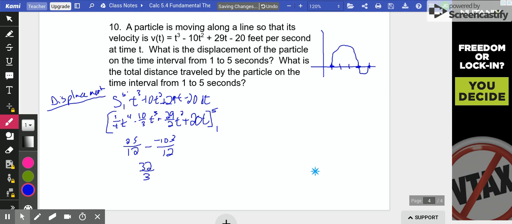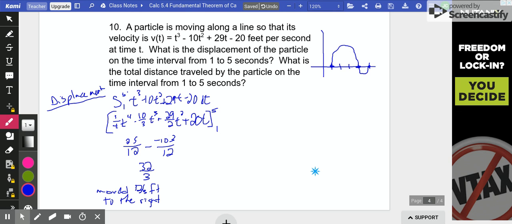Okay, so since this is positive, that means we have a positive displacement. So the particle moved 32/3 to the right. So it moved 32/3 feet to the right of where it started.